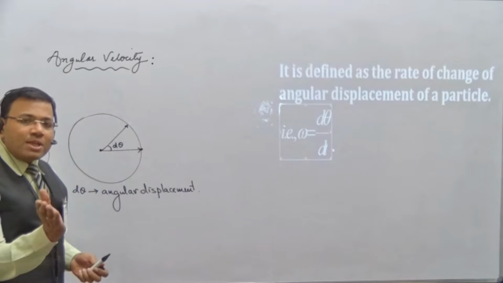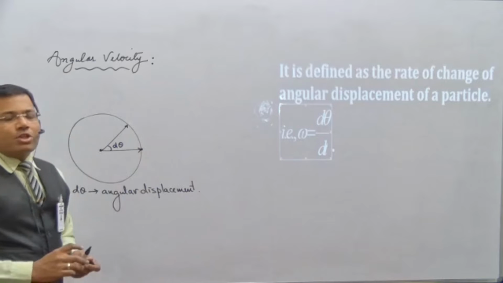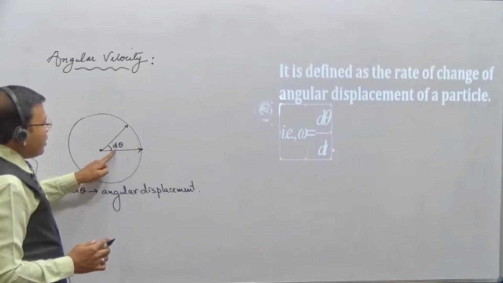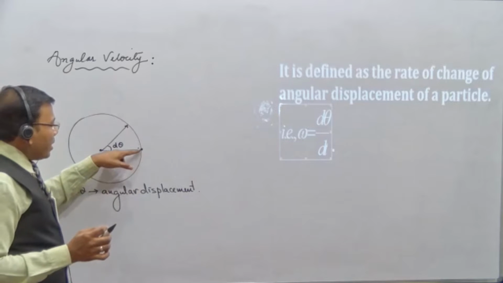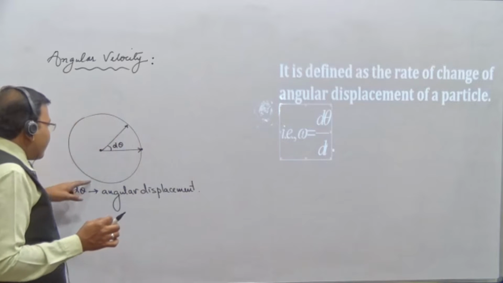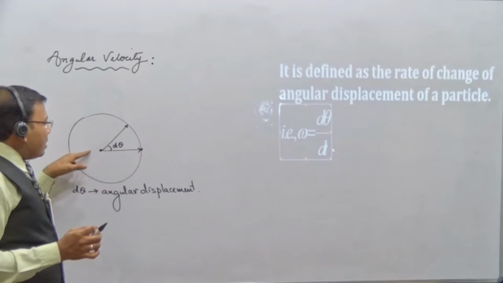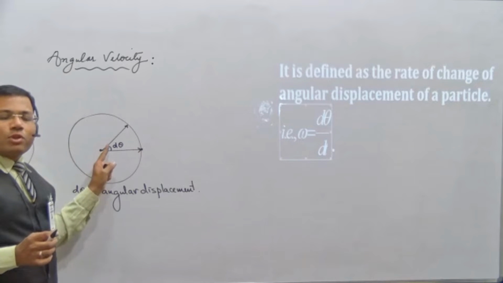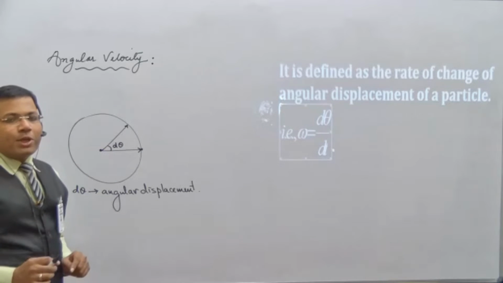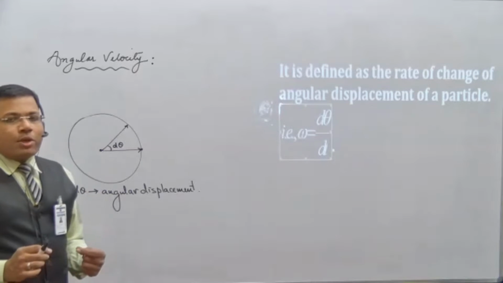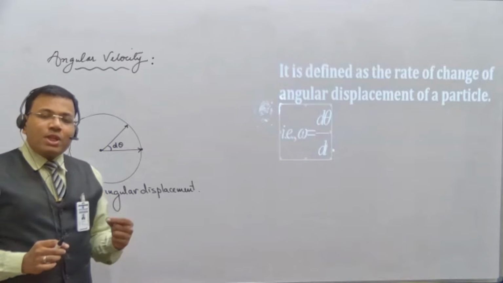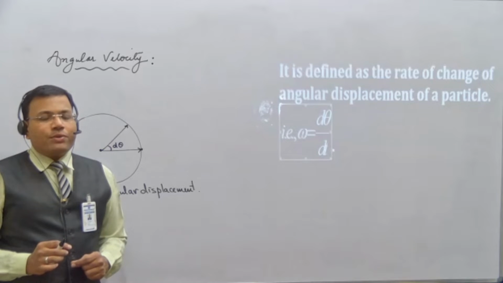Angular displacement is the angle turned by the radius vector. So how much angle is turned? It is d theta. And when the particle is moving completely on the circumference of the circle, this angle will be 360 degree. So angular displacement will be 360, that is 2 pi. Now let us see the relationship between the linear velocity and the angular velocity.